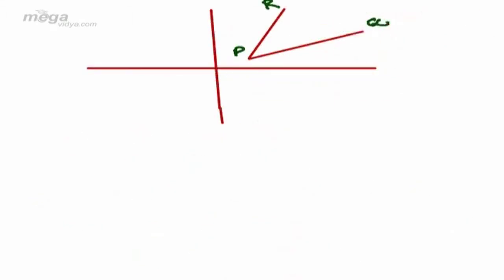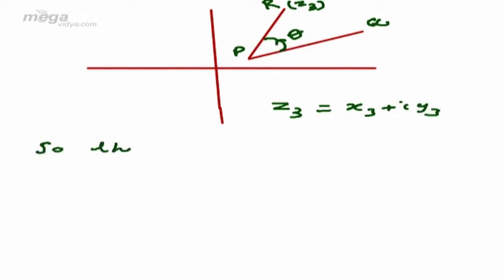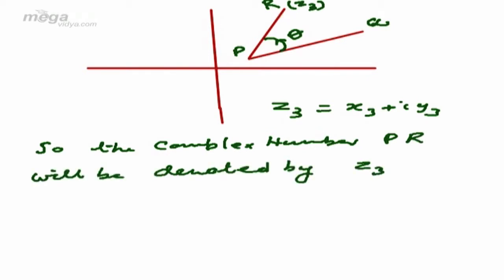Now the line PQ is rotated through an angle theta in the anti-clockwise direction to a new position PR. Now the R point is Z3, that is Z3 is equal to x3 plus i y3. So the complex number PR will be denoted by Z3 minus Z1 is equal to PR. Now we have rotated the line PQ to the new position PR in the anti-clockwise direction with an angle theta.